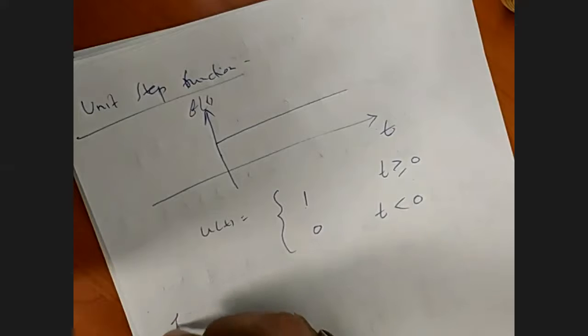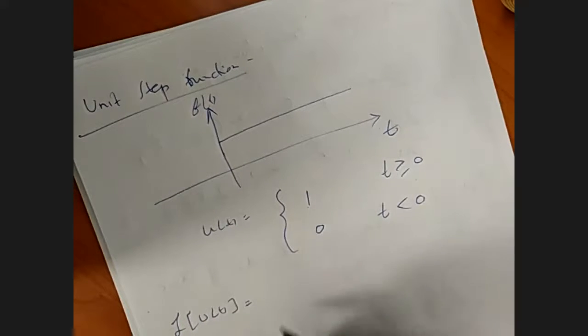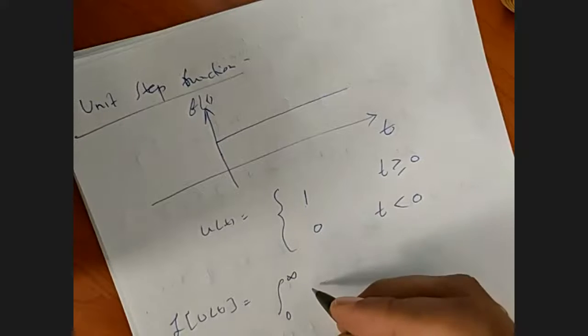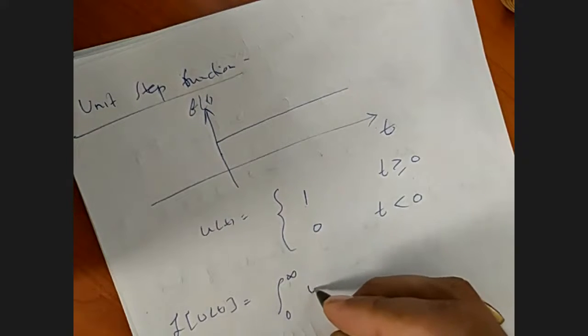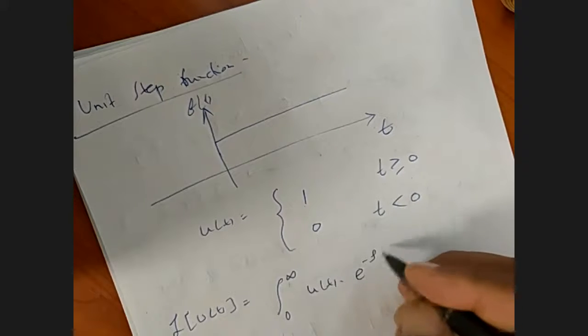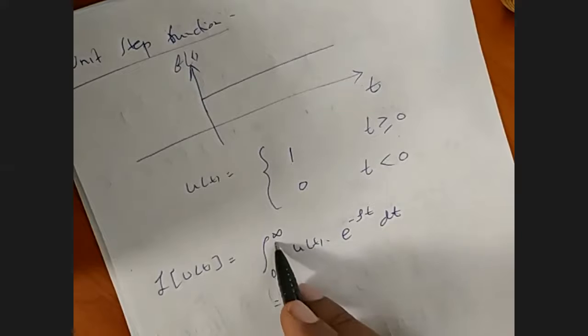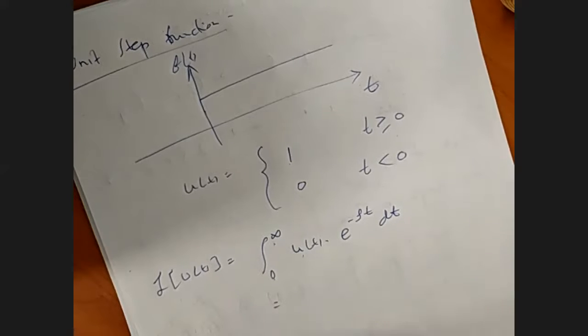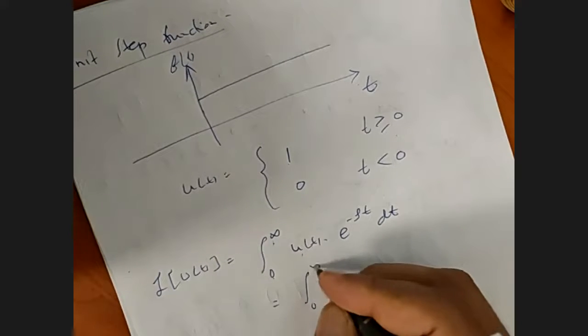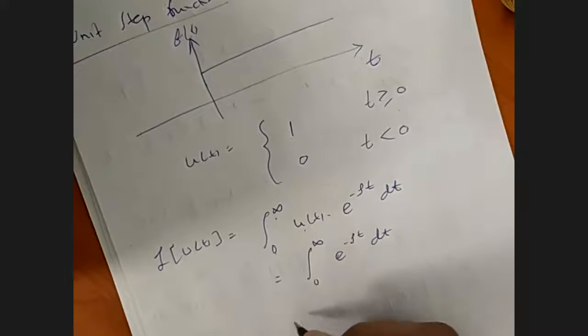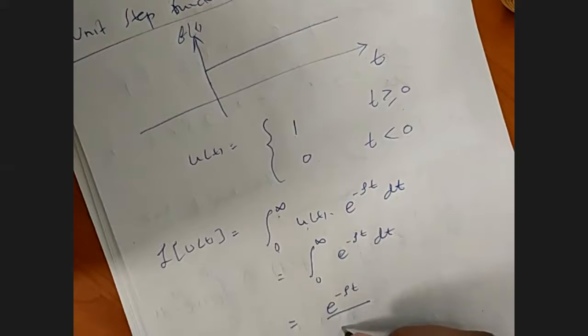So when we talk about the Laplace transform of u(t), it will be integration from 0 to infinity of u(t) e raised to power minus st dt. And because from 0 to infinity you have u(t) equal to 1, that means integration from 0 to infinity of e raised to power minus st dt. So it will be e raised to power minus st upon s.